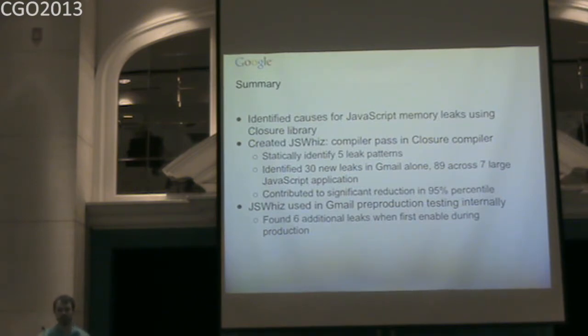And then finally, I'm also very happy to actually say that JSWhiz is currently used in Gmail in their pre-production testing. So whenever any new Gmail code is checked in, it's run through JSWhiz first to detect potential memory leaks. And when it was initially activated, a couple of months after my internship, it found 6 additional memory leaks during the first run already.